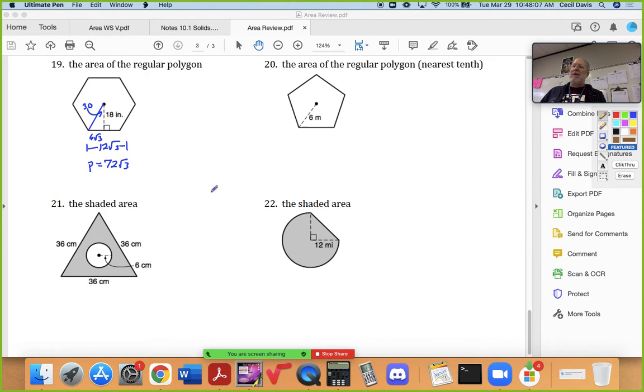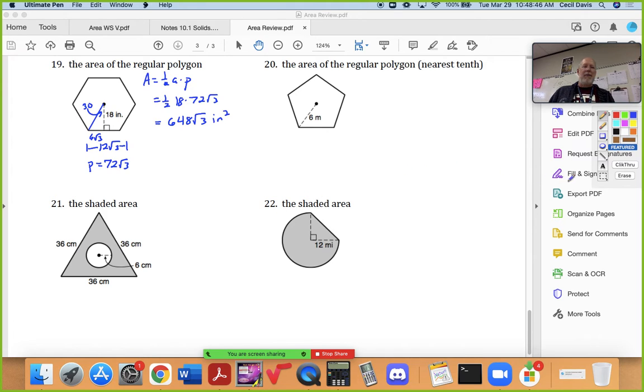Is that not the finished answer? No, that's the perimeter. So then the area is 1/2 the apothem times the perimeter. So it'd be half times 18 times 72 square roots of 3, which is 648 square roots of 3 square inches.